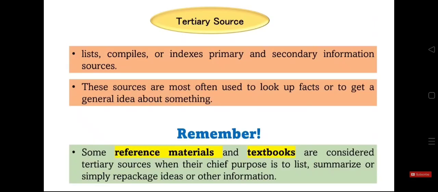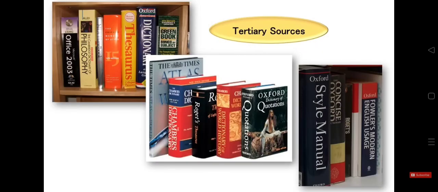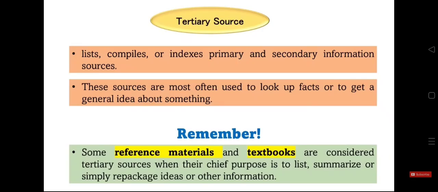The next source we have is tertiary source. Tertiary source is a list, compiles, or indexes primary and secondary information sources. These sources are most often used to look up facts or to get a general idea about something. And remember, some reference materials and textbooks are considered tertiary sources when their chief purpose is to list, summarize, or simplify or repackage ideas or other information.